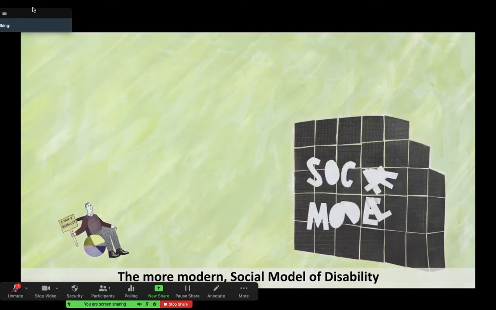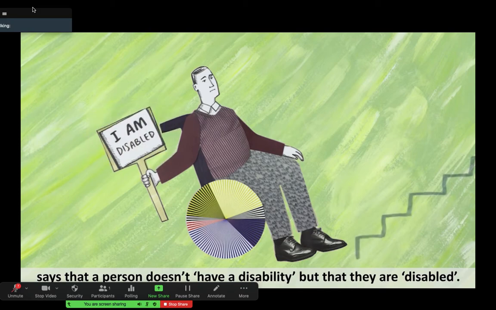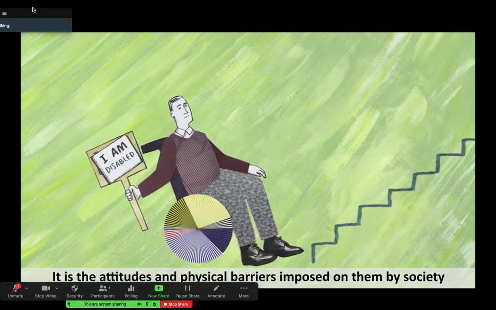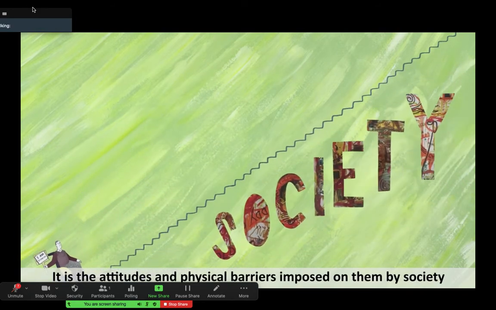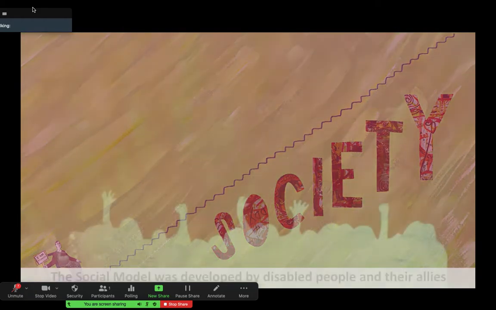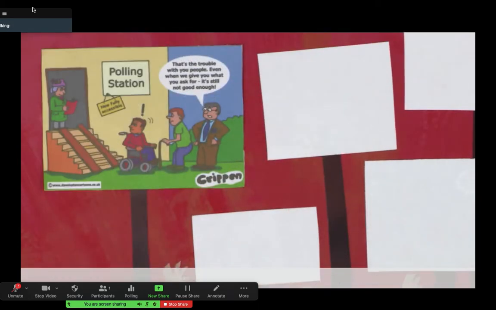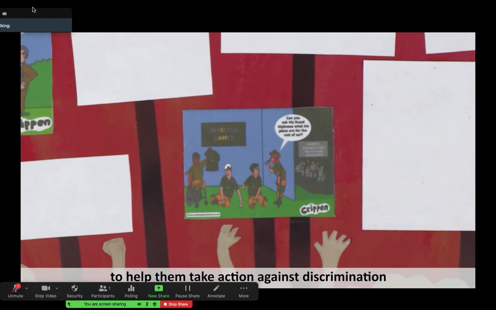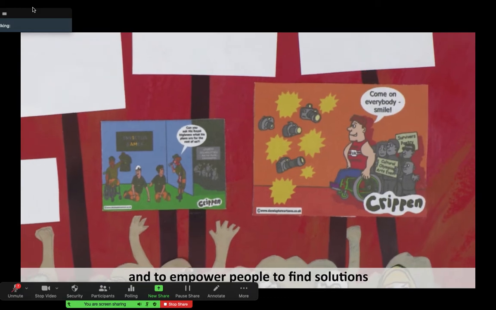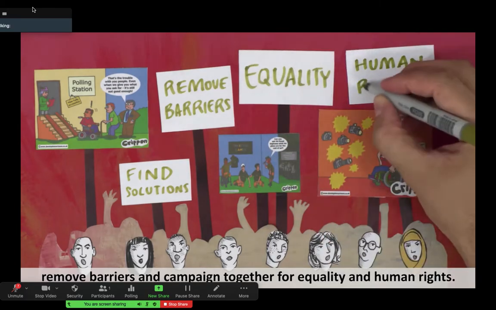The more modern social model of disability says that a person doesn't have a disability, but that they are disabled. They are disabled by society. It is the attitudes and physical barriers imposed on them by society that prevents them from achieving their potential. The social model was developed by disabled people and their allies to help them take action against discrimination and to empower people to find solutions, remove barriers, and campaign together for equality and human rights.